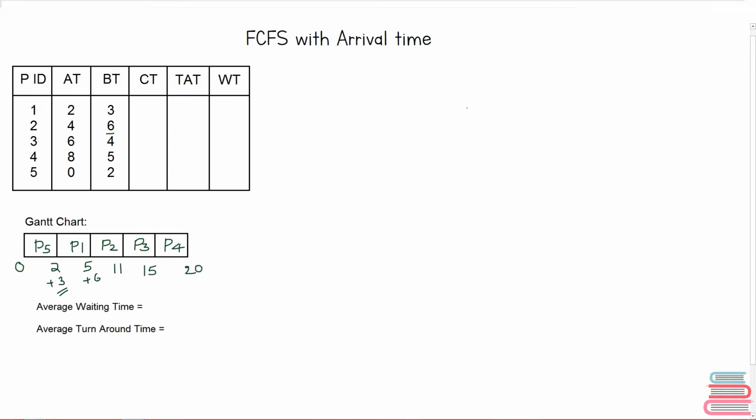Now let's find out the completion times of each process. The completion time of process 1 is 5. Completion time of process 2 is 11. Process 3, it's 15. For process 4 it's 20, and for process 5 it's 2 milliseconds. Now let's find out the turnaround time, which is equal to the completion time of a particular process minus its arrival time.